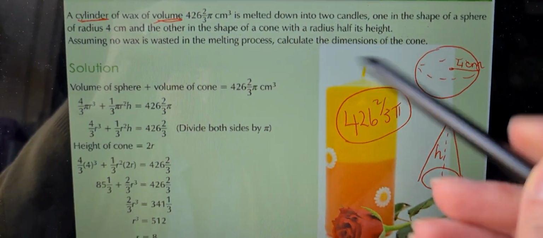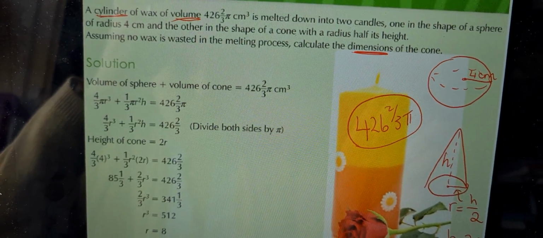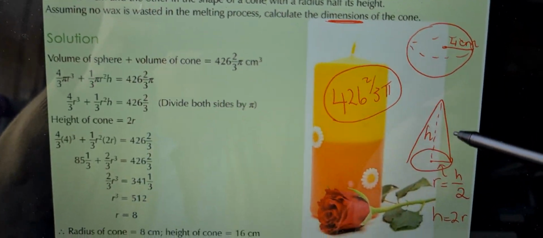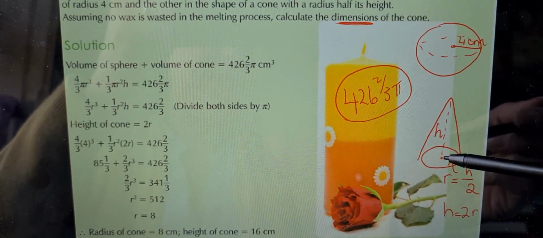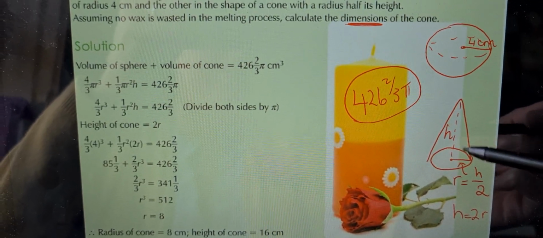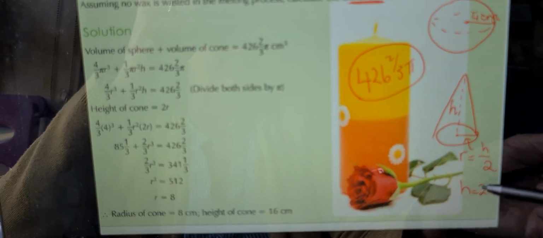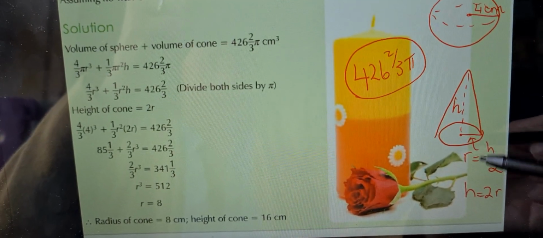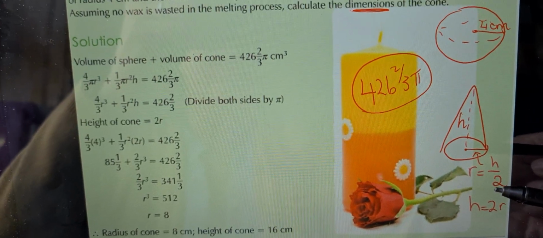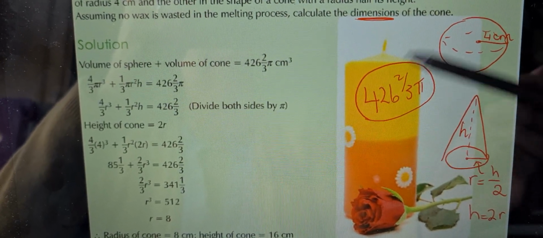Calculate the dimensions, so there's your keyword. Find the dimensions of the cone. Right, when they say the dimensions of a cone, what dimensions does a cone have? It has a perpendicular height and it has a radius. So that's what it means. It says find the height and find the radius. Well, if I can find the height, I can automatically find the radius by subbing into these equations that I created.